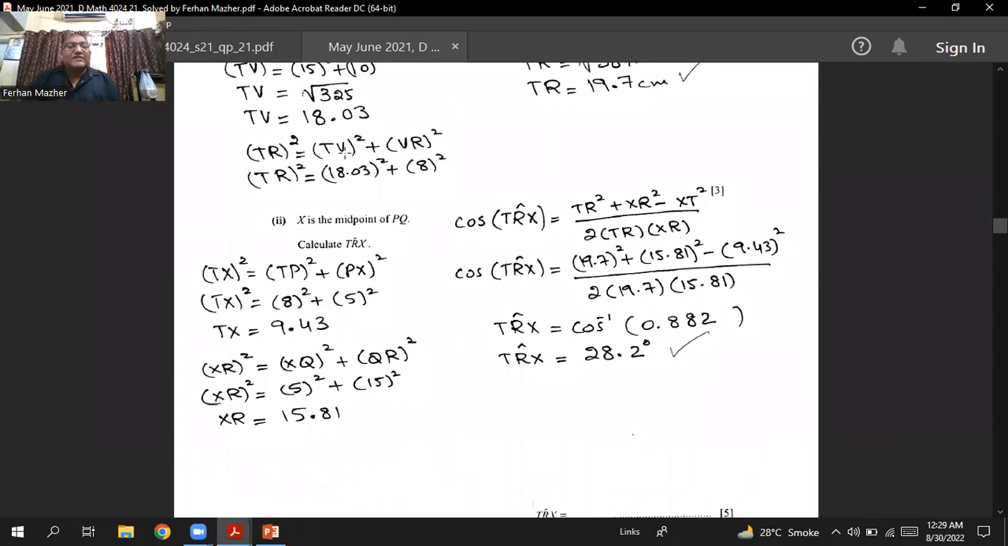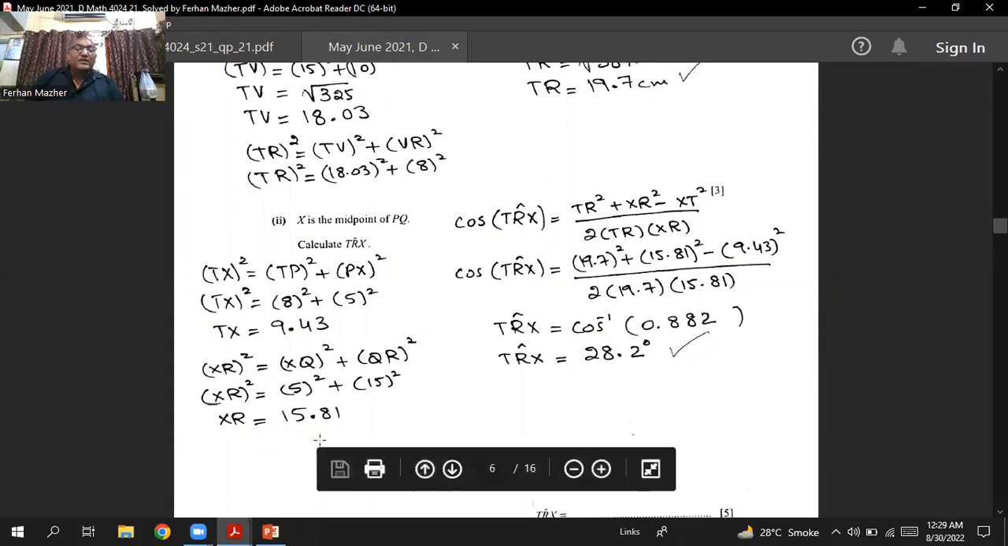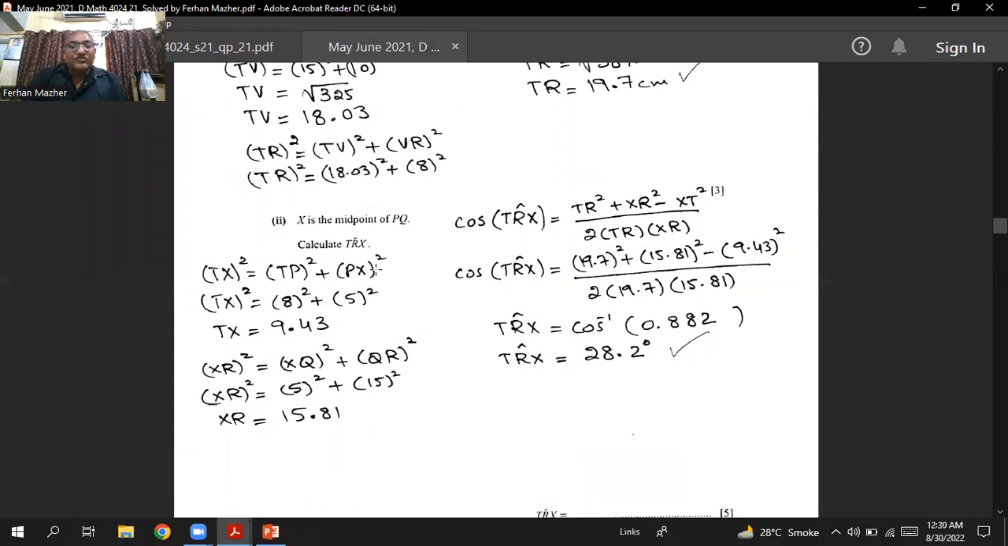So TX square will be equal to TP square plus TPX square. So TX whole square will be equal to 8 square plus 5 square. So TX will be equal to 9.43. In the same way, XR square will be equal to XQ square plus QR square. So XR square will be equal to 5 square plus 15 square. So XR will be equal to 15.81.